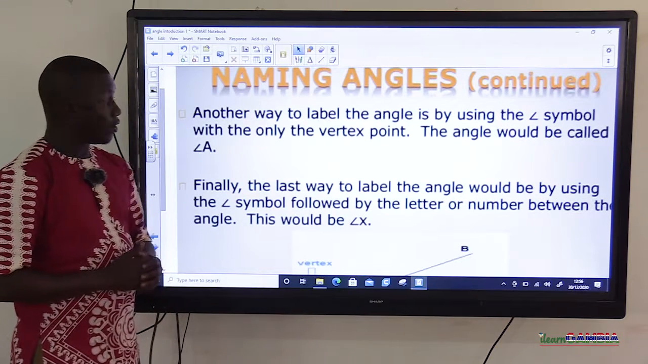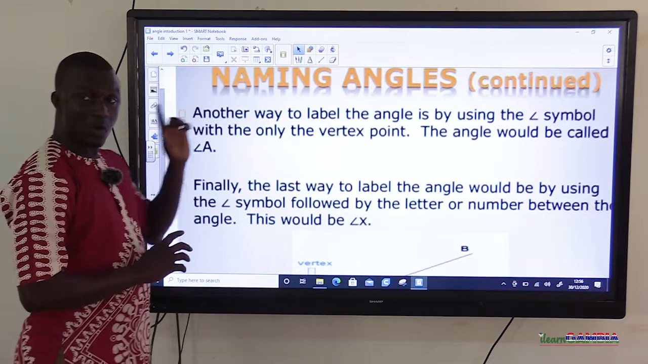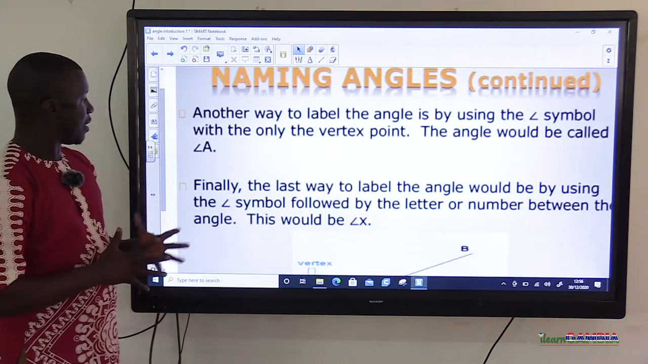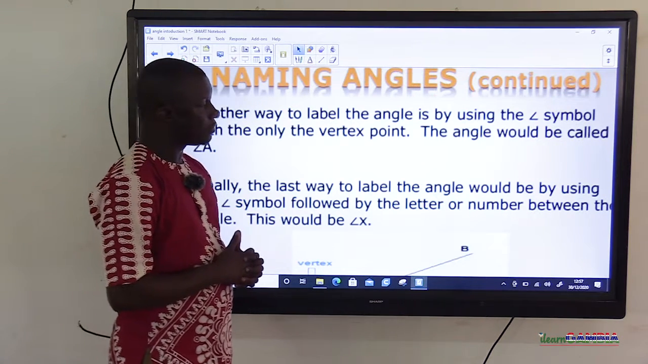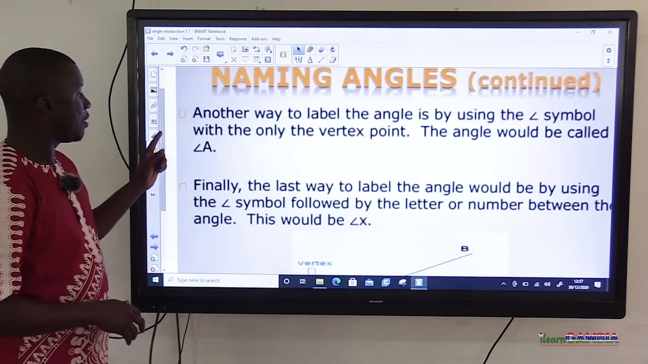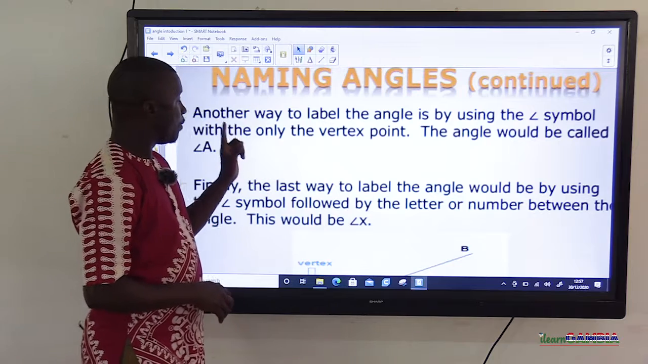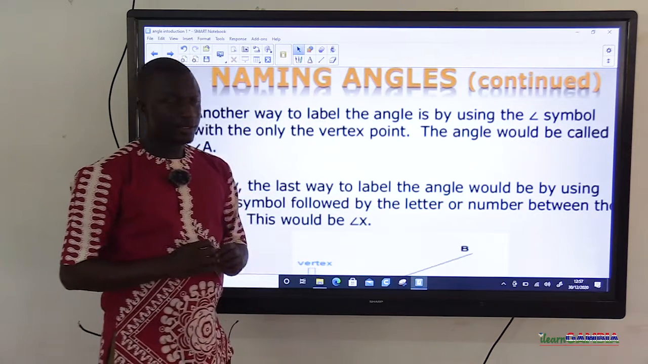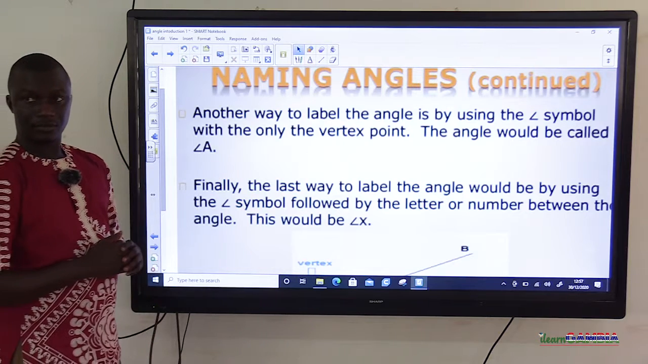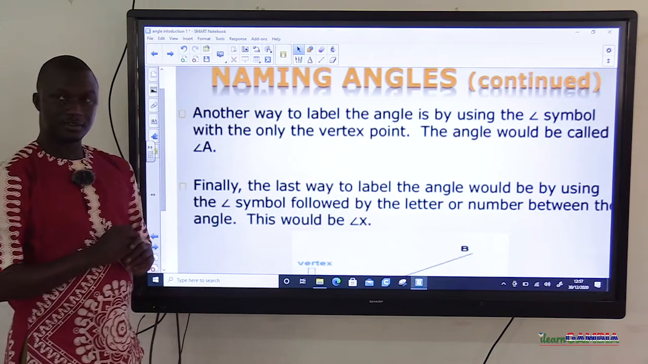We're still on naming angles. That's one way of naming an angle. We're coming to another way of naming an angle. Another way to label the angle is by using the angle symbol with only the vertex point. The angle would be called angle A, where the vertex is.